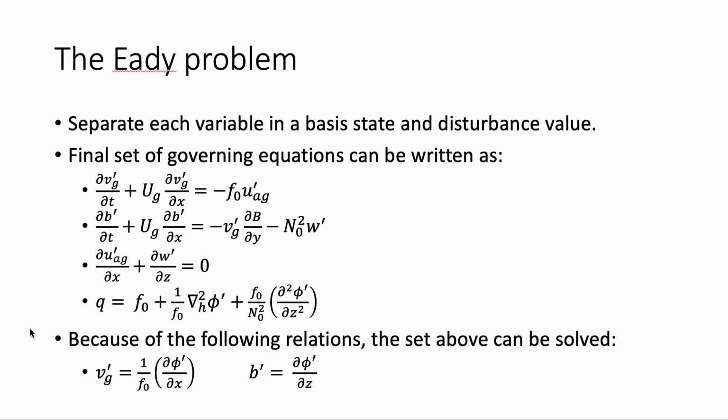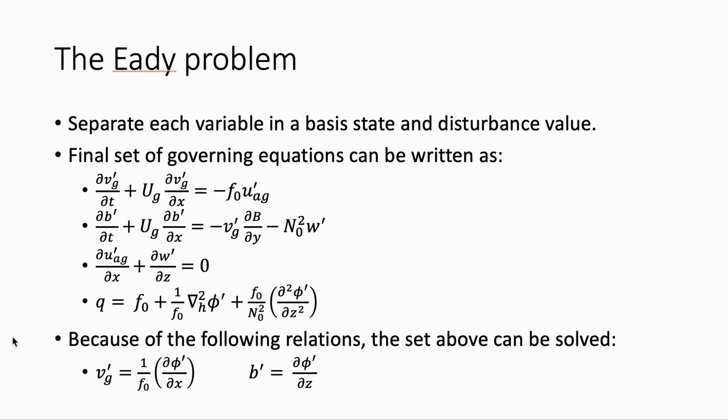All right, so we're going to separate all the variables into a basis state and some kind of a disturbance, okay? An eddy, if you will. And we can do some massaging of the equations, and we can show, first of all, that u prime g is 0 as a result of our assumptions. And the remaining equations for v prime g and u prime ag and for the buoyancy, the perturbation buoyancy, are these three equations. And also the QGPV is this equation, okay? And this better be conserved in this case.